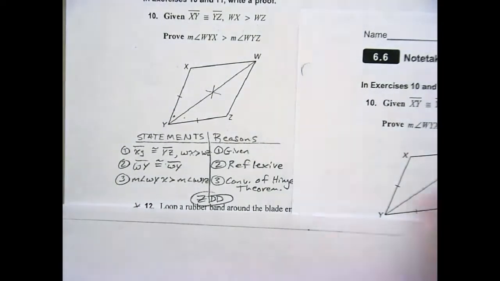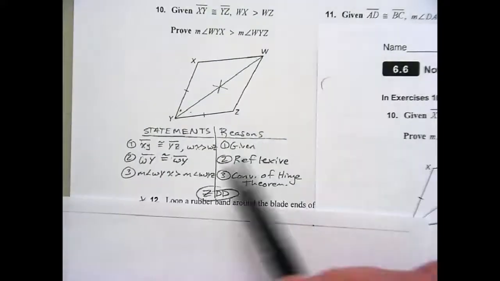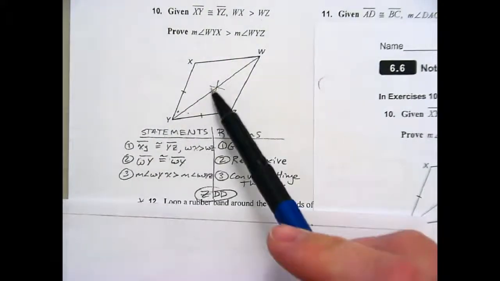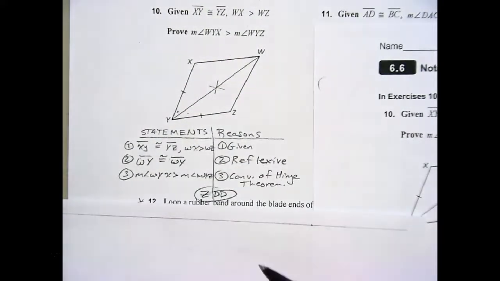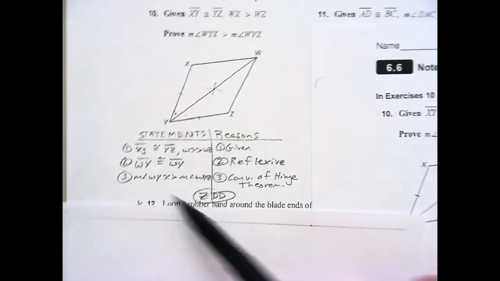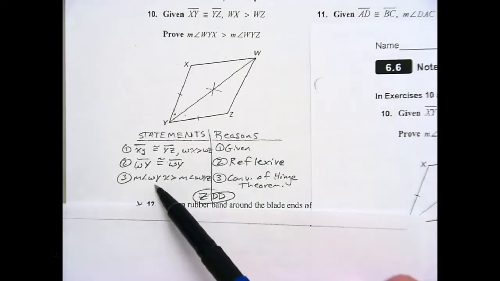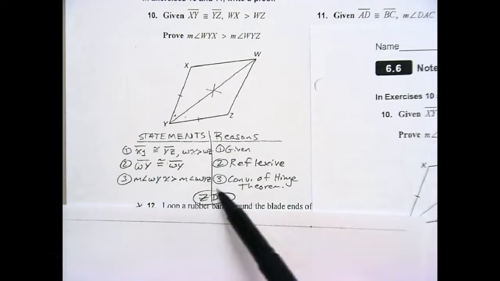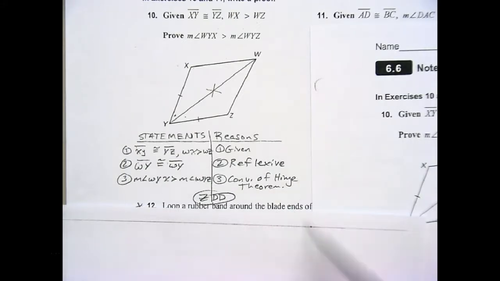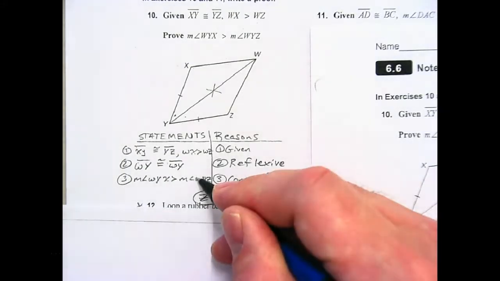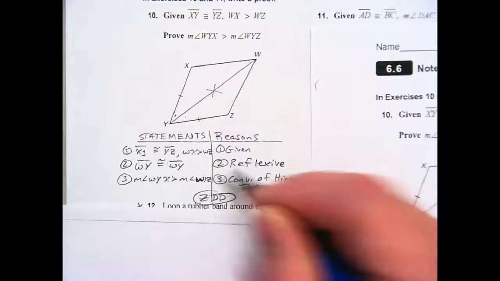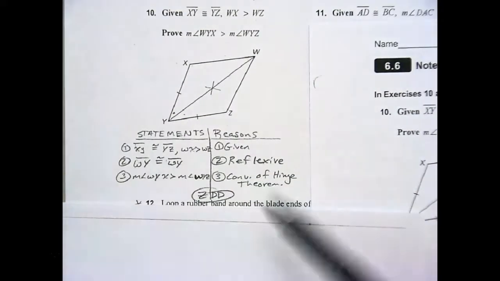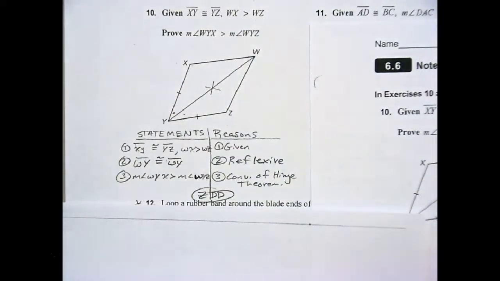Number 10. The statements. We have our givens. We have WY is congruent to WY by the reflexive. And then we have that angle WYX is greater than angle WYZ by the converse of the hinge theorem. Therefore, we have proven it there.